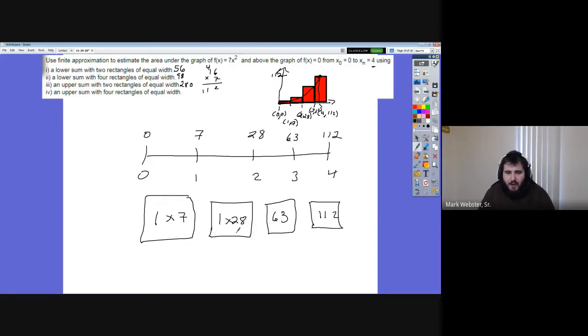Well, if we do that, look what we got. Let me do some mental math here. We got 70 here. We've got 140, 210 total, right? 70, 140 is 210. And again, you notice this upper sum is smaller than the upper sum with just 2 rectangles. It's closer to the actual answer, just like this one is closer to the actual answer.